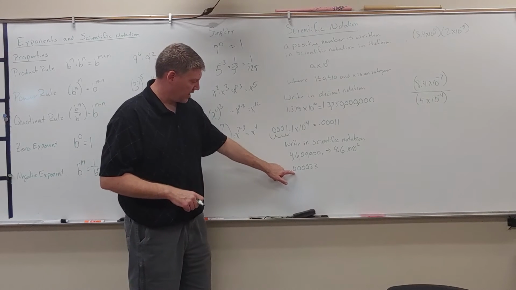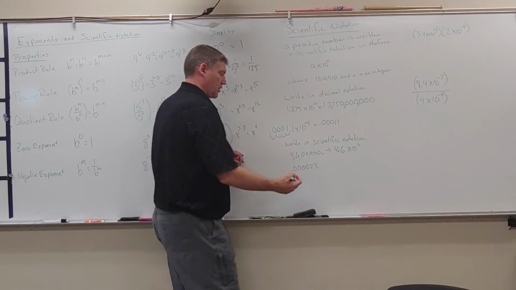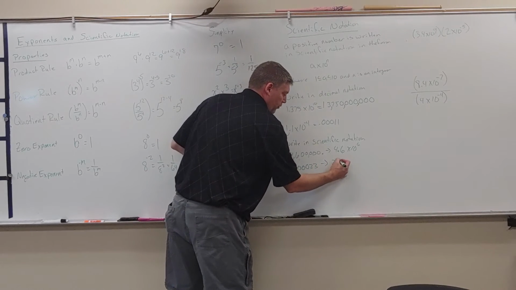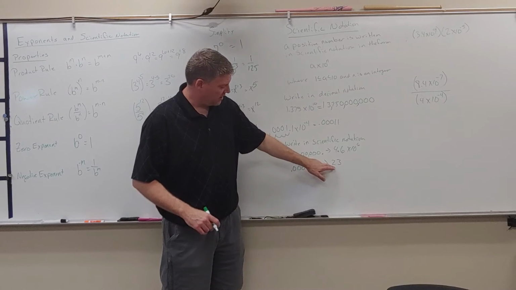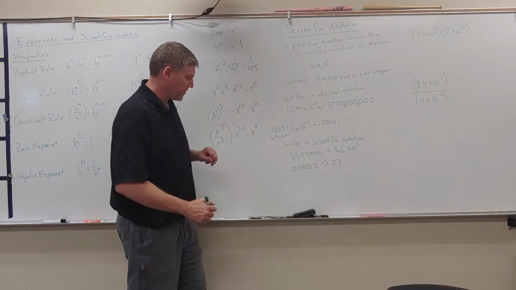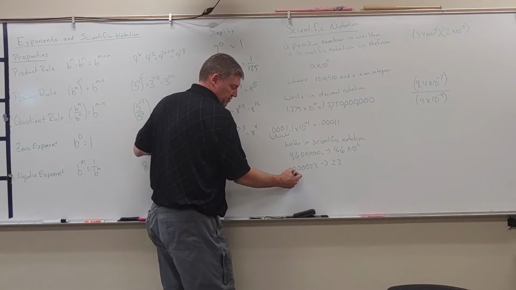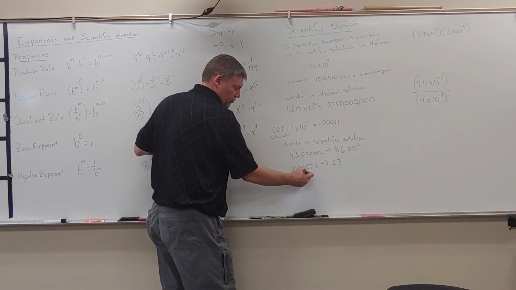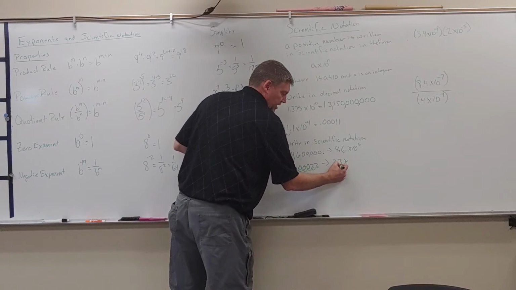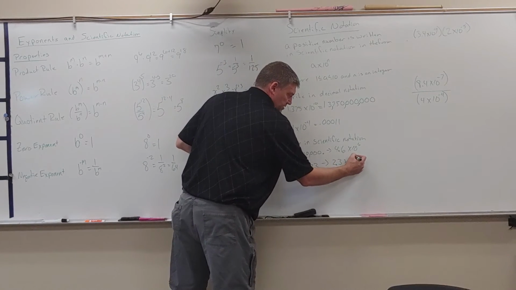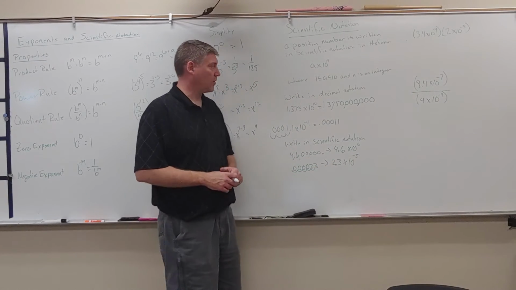Now I have 0.00023. So I'm going to write this as 2.3 because I have to have a number to the left of my decimal here. I'm now going to look at moving this decimal this many units to the right. 1, 2, 3, 4, 5. So this becomes 10 to the negative 5th power because I moved it 5 units over.